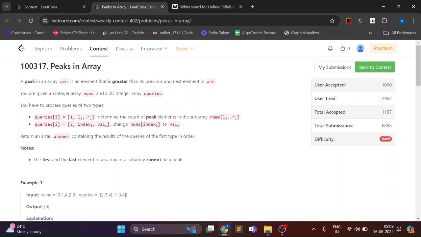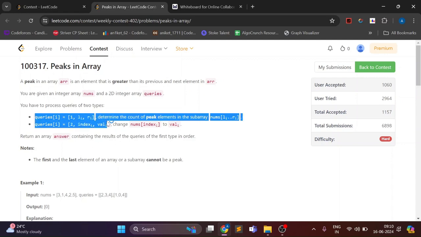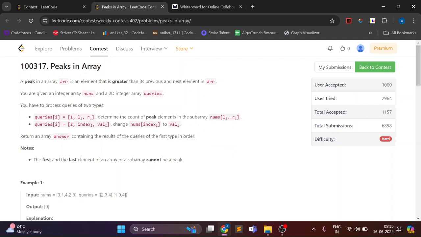The first is of type 1, where we are given two indices L and R and we have to find the count of peak elements in the subarray from L to R. The second type of query is updating an index value with a new value. For each first-type query we have to compute the answer and push it to an answer vector, and finally return that vector.